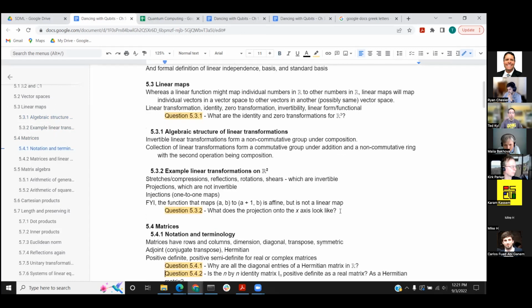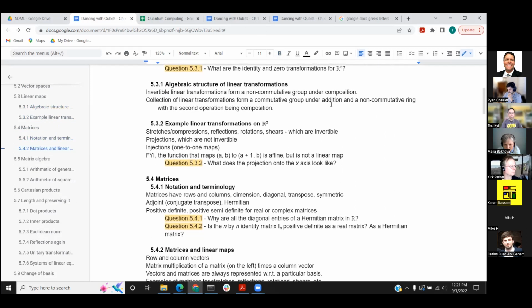So then we get into examples of linear transformations, and I think we're going to see certain ones of these a lot. So stretches, reflections, rotations, shears. These are all invertible, and these are all linear transformations. Projections sort of reduce dimensionality. Because you're losing information, they're not invertible, but they are linear maps, linear transformations. And you have injections, which are one-to-one.